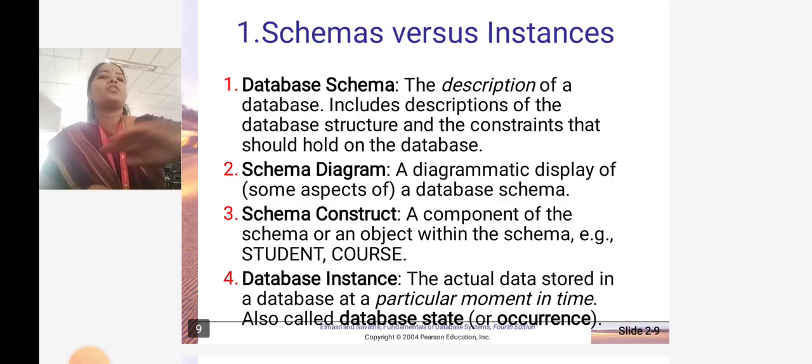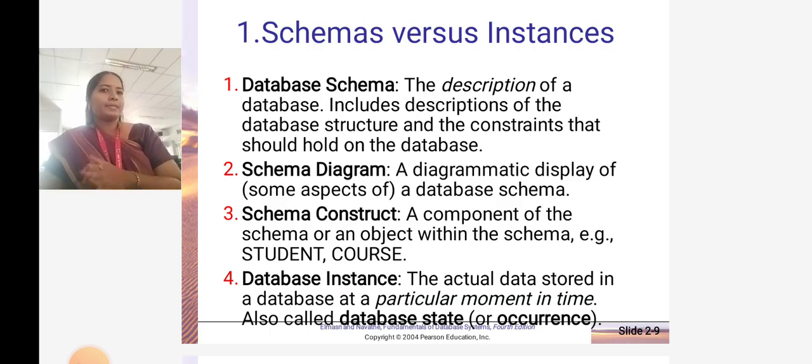Now we are going to see about schema and instance. What is a schema? The structure of a table. We can simply say it is the structure of a table. Schema versus instance: an instance is a snapshot of a data retrieval, data manipulation, or a table after each and every update. So we can see the database schema, schema diagram, schema construct, and database instance here.